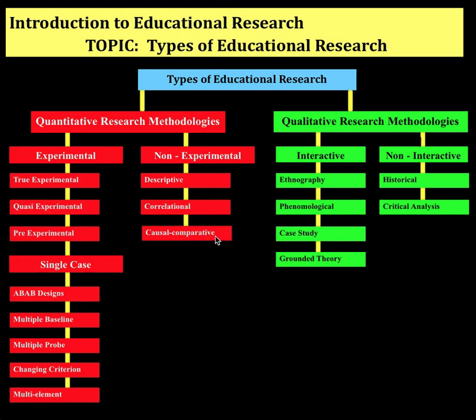And finally, causal comparative research. Causal comparative research is exactly the same as true experimental research, except that the researcher does not, or for ethical reasons cannot, manipulate the independent variable. Let me give you an example or two.